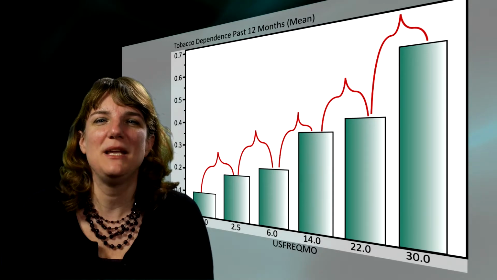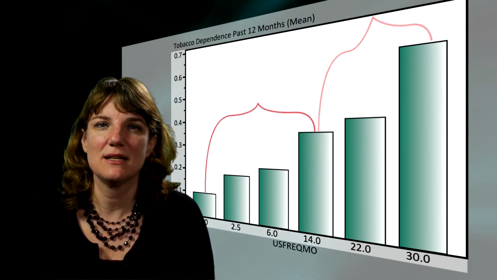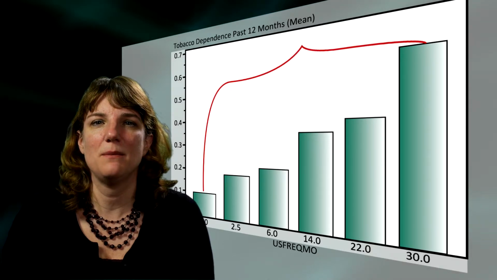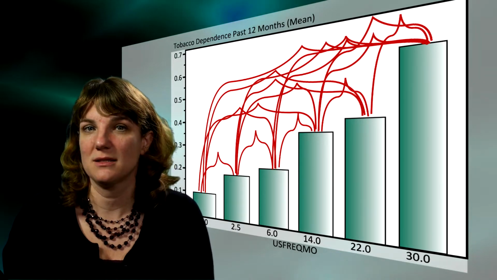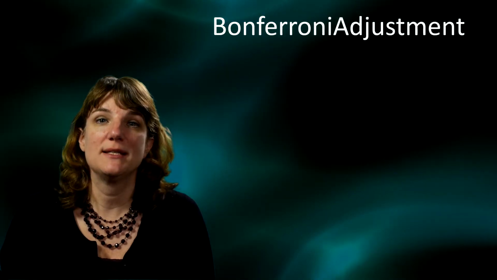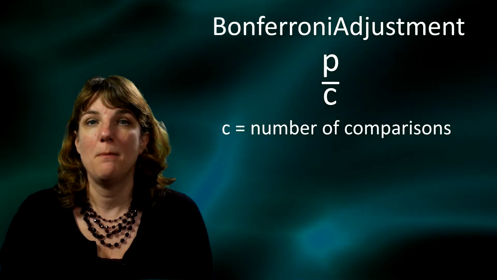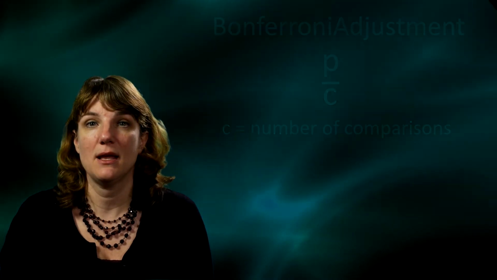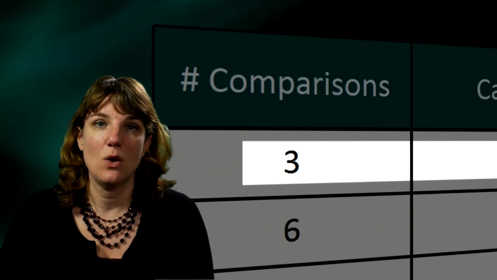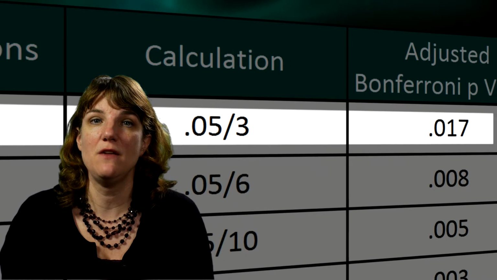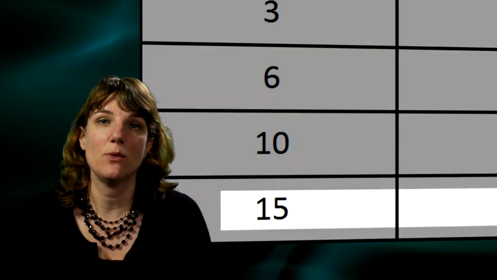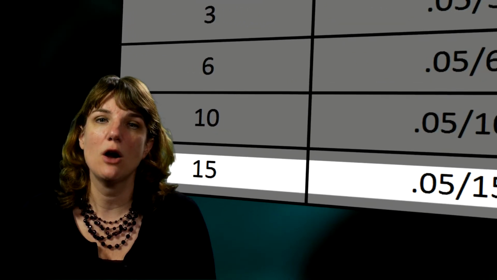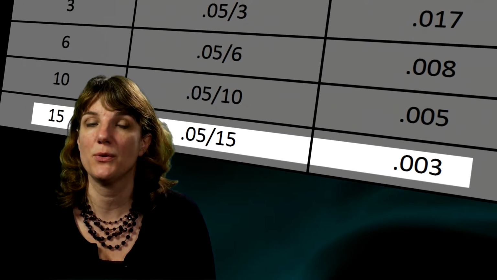Briefly, the process would be to conduct each of the 15 paired comparisons, but rather than evaluating significance at the p 0.05 level, we would adjust the p-value to make it more difficult to reject the null hypothesis. The adjusted p-value is calculated by dividing 0.05 by the number of comparisons that we plan to make. So if we make 3 comparisons, we would only reject the null hypothesis if the p-value were 0.017 or less. For the 15 paired comparisons that we plan to make to better understand the association between smoking frequency and nicotine dependence, our adjusted p-value is 0.003.